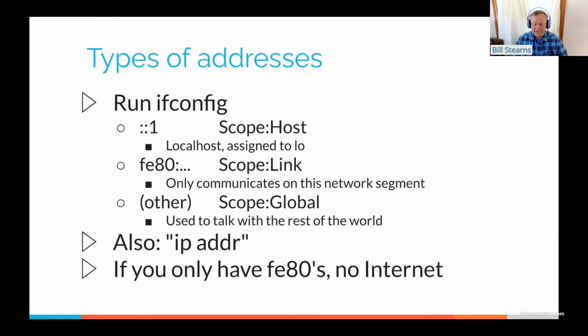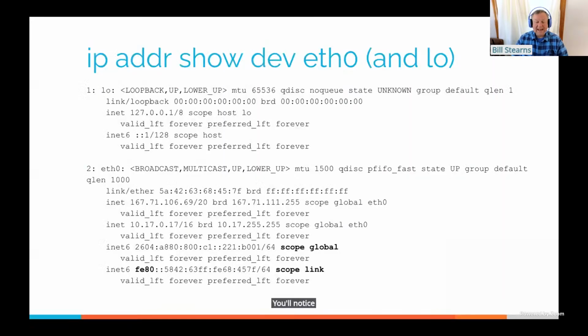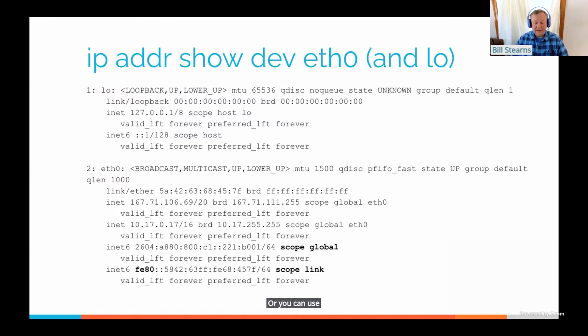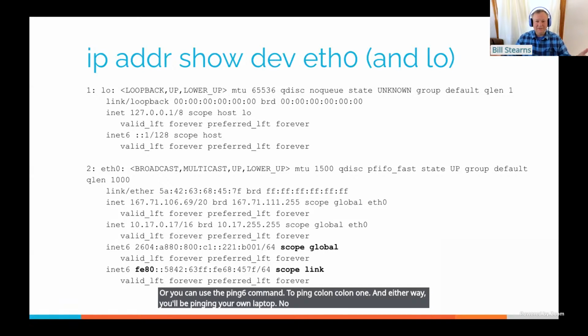All right, so we've covered ifconfig. I didn't talk about it, but I'm going to back up one slide. You'll notice that the interface LO has an IP address of ::1, and that's the IPv6 address for localhost. So you can use the ping command to ping 127.0.0.1, or you can use the ping6 command to ping ::1. And either way, you'll be pinging your own laptop. No packets will actually leave the laptop. It's just talking to itself.